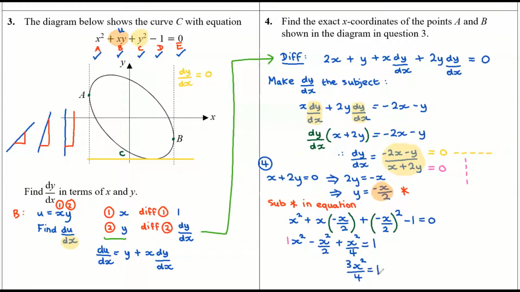All right, and I'm just again running out of room. These questions are quite involved, aren't they? I hope that makes sense. Just collecting all the x squareds together. Multiply by 4 and divide by 3.